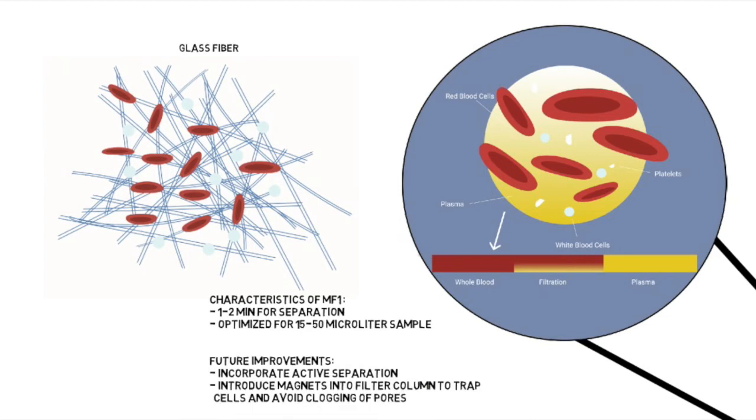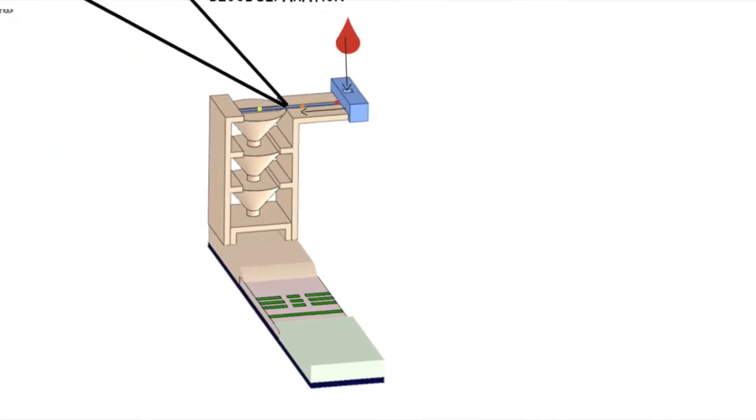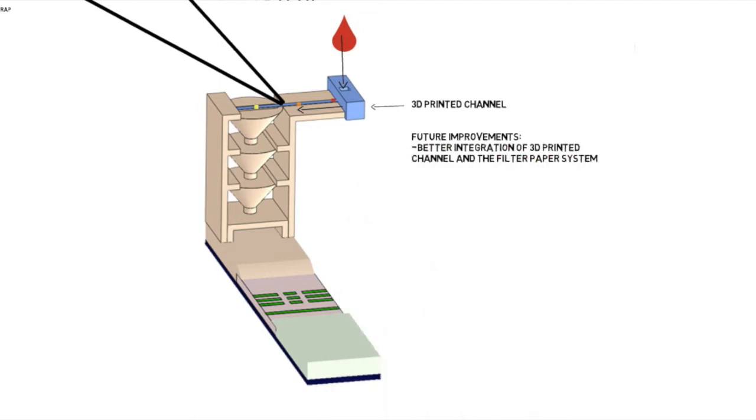As whole blood travels through the filtration system, large particles and cells are trapped on and within the glass fiber matrix. We also implemented a 3D printed channel with a square-shaped loading platform to increase absorption efficiency. This channel also prevents the blood sample from leaking out. The filtered plasma then flows into the amplification module.